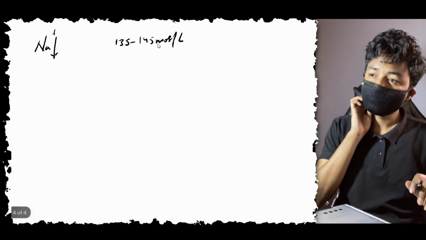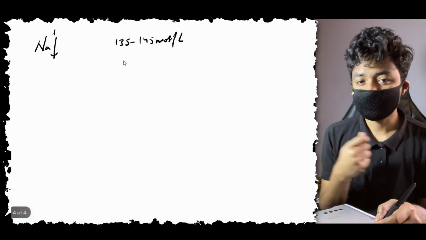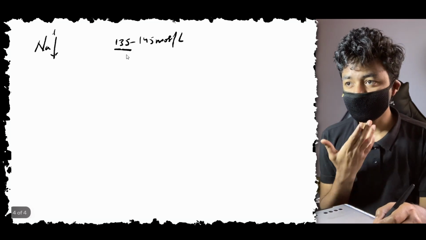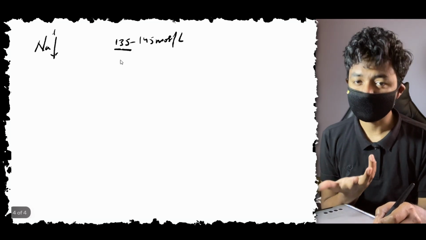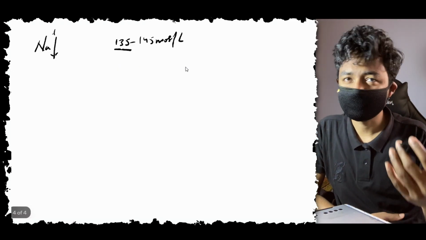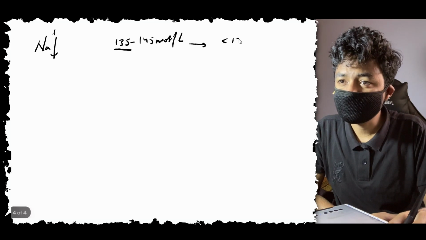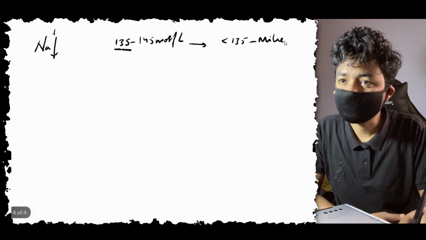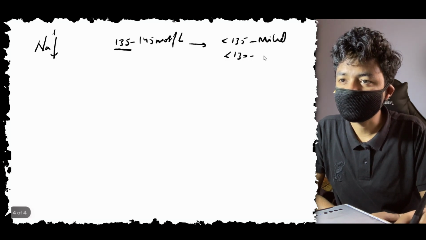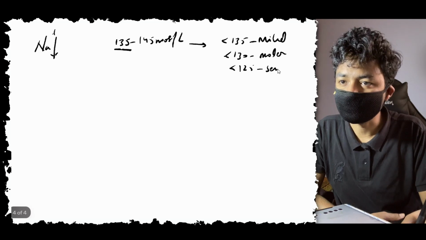Now, when I say hyponatremia, that means the concentration of sodium in the plasma is less than 135. This is my baseline. If it is less than 135, there is hyponatremia. There are also gradings, like mild, moderate and severe. If it is less than 135, it is mild, then you just go 5 less. If it is less than 130, it is considered moderate, and less than 125 is severe.